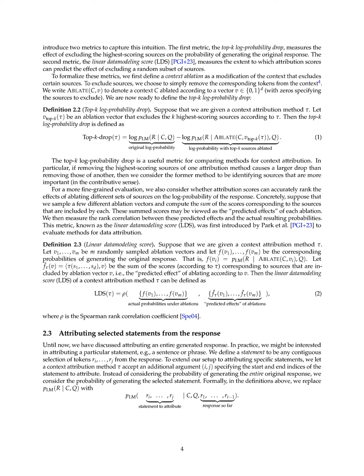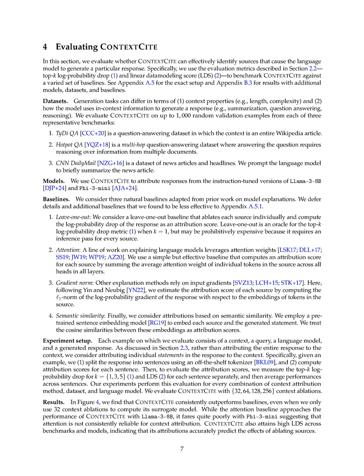1. Sample ablation vectors. The algorithm first samples a set of ablation vectors, which represent different combinations of context sources, e.g., sentences about capitals. For instance, one vector might exclude the sentence, "The capital of France is Paris," while including others like, "The capital of Germany is Berlin."